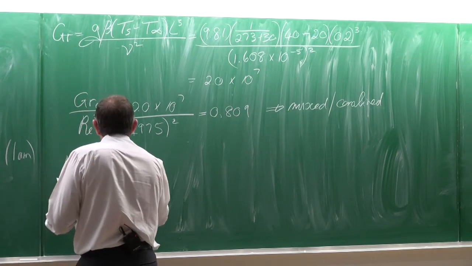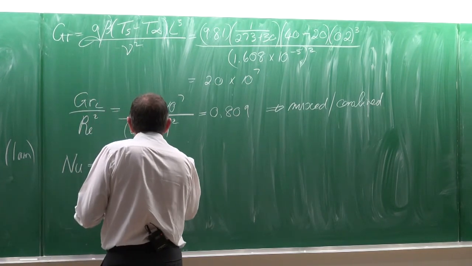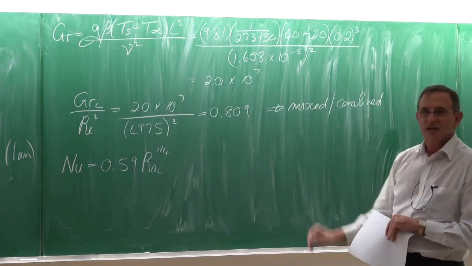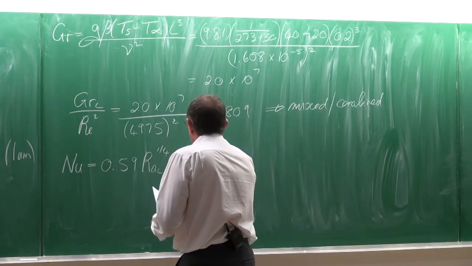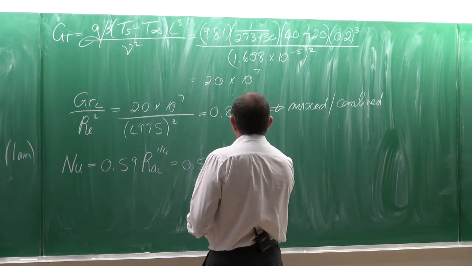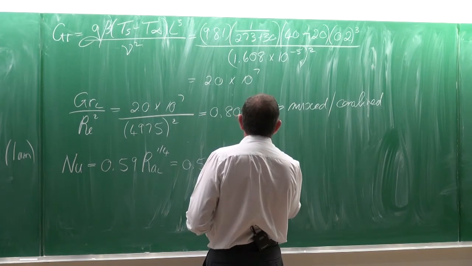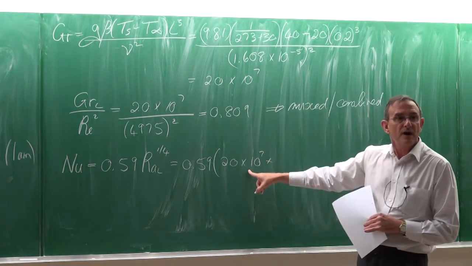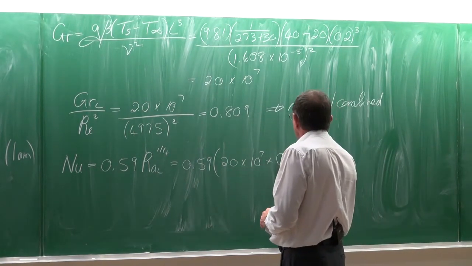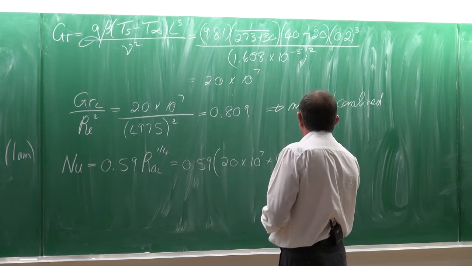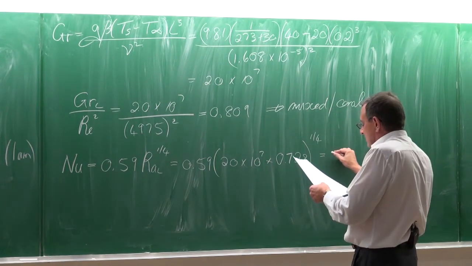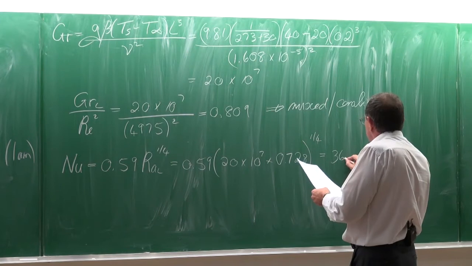The Nusselt number is equal to 0.59 Rayleigh to the power one quarter. So that's one of the equations that I've selected there based on the Rayleigh number. It's 0.59 multiplied by the Rayleigh number, 2 multiplied by 10 to the 7. Remember, that is just the Grashof number. We get the Rayleigh number by multiplying the Grashof number with the Prandtl number. The Prandtl number is 0.7282, all to the power one quarter. And the result is a Nusselt number of 36.42.